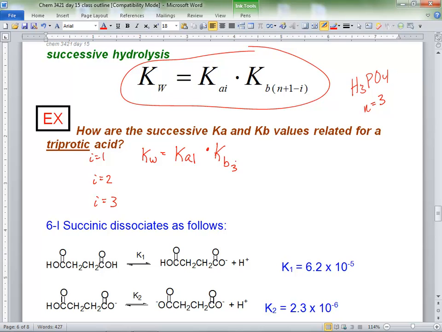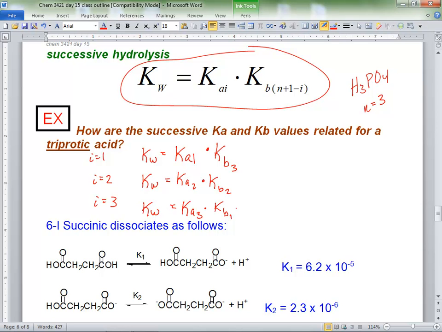Okay. Now you write the relation for i equals 2. Ka2 times Kb2, right? 3 plus 1 minus 2. Last one, Ka3 times Kb1. Okay.